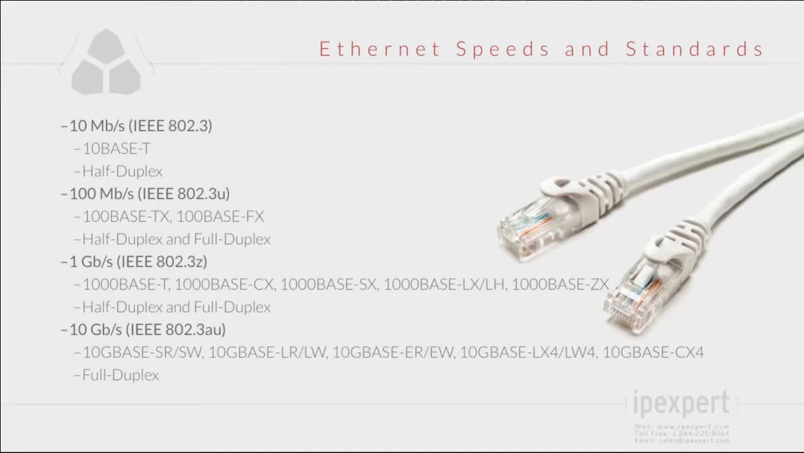10 gigabits per second, 802.3ae, comes in an even wider variety of standards. We have 10GBASE-SR or SW, we have 10GBASE-LR or LW, we have 10GBASE-ER or EW, 10GBASE-LX4, and so on and so on. The real point about the 10 gigabit per second Ethernet is that it is full duplex. There is no half duplex there.